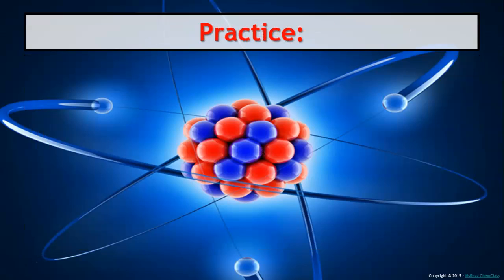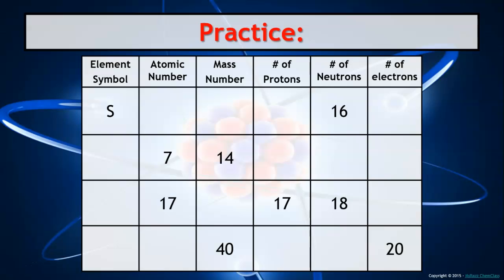So let's practice just a little bit. All right, so we've got a little chart here. Let's start in the first row. We have an element symbol of S. All right, if you have a periodic table nearby, take a look at the periodic table and find the letter S. If you do, you'll see that the atomic number for S, which is sulfur, is 16.